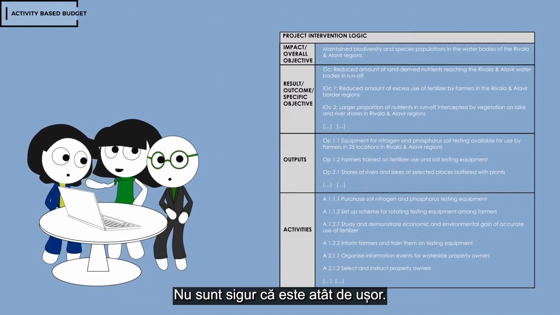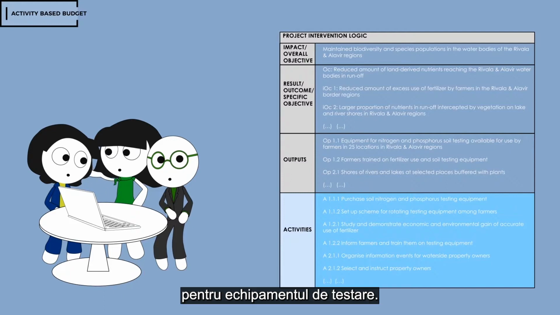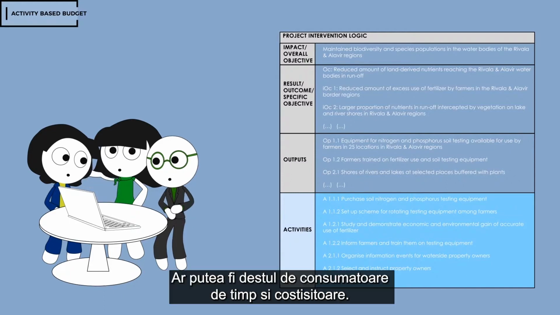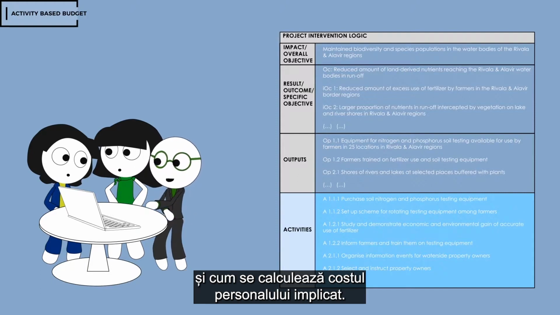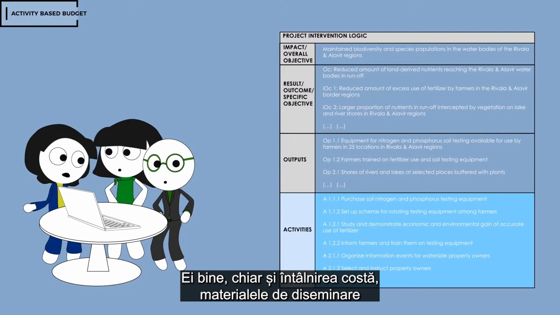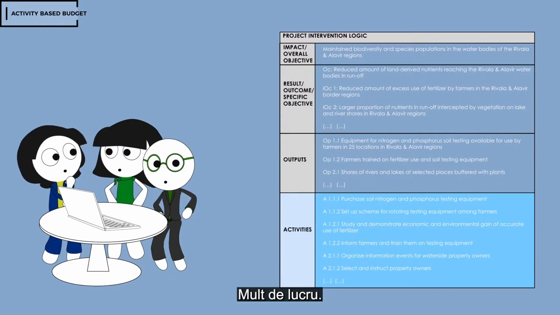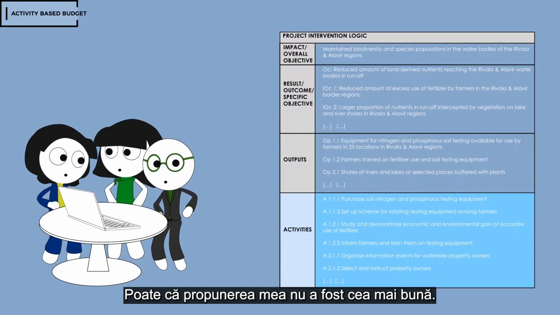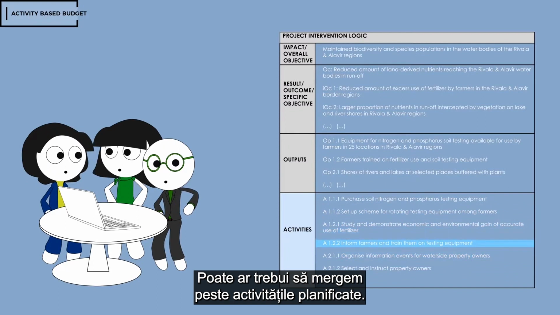I'm not sure that it is so easy. There are so many activities planned. We previously agreed that one of us will have to organize a procurement for the testing equipment. It could be quite time-consuming and costly. Anna, I agree with you. We also have to think about how much time we will spend on the project activities and how to calculate the cost of the staff involved. Well, even the meeting costs, dissemination materials, and events have to be estimated, I guess. A lot of work. Maybe my proposal was not the best one. Where should we start? Maybe we should go over the planned activities.